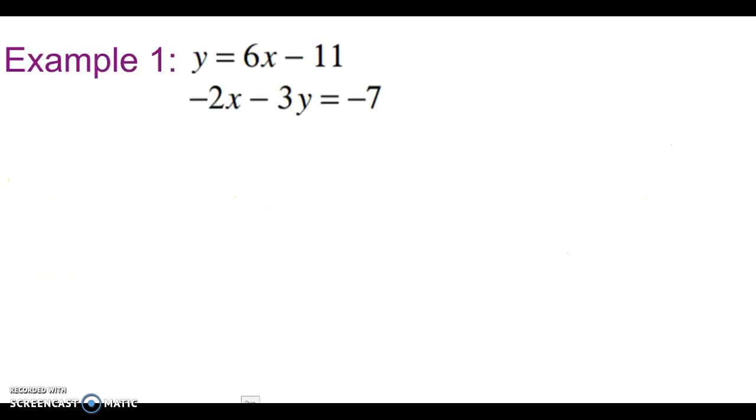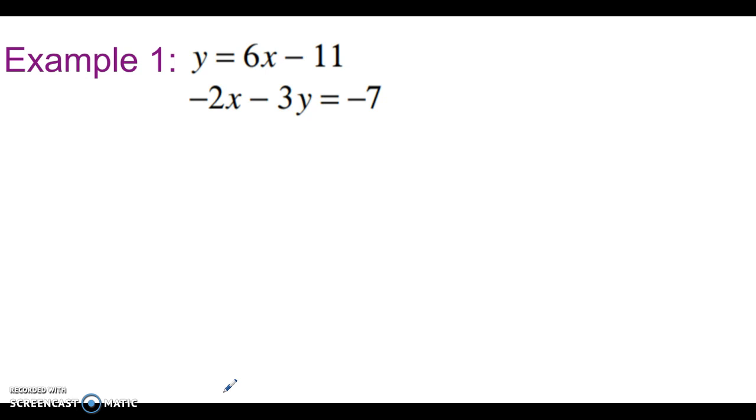Alright, so we are going to get into our example problems. We will have 2 example problems, and you will have 2 you try problems to complete on your own. So example 1, write this in your notes. y equals 6x minus 11 and negative 2x minus 3y equals negative 7. You will want to go ahead and stack your equations just like they're written here for our example problem.